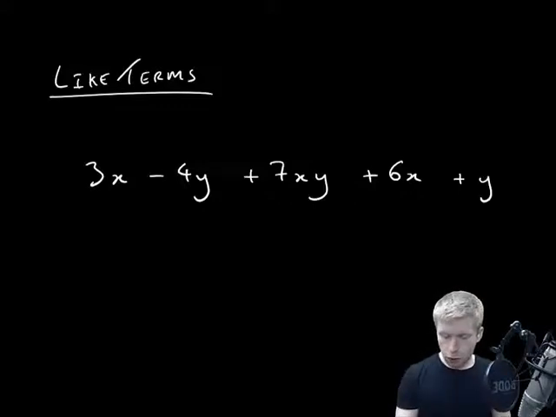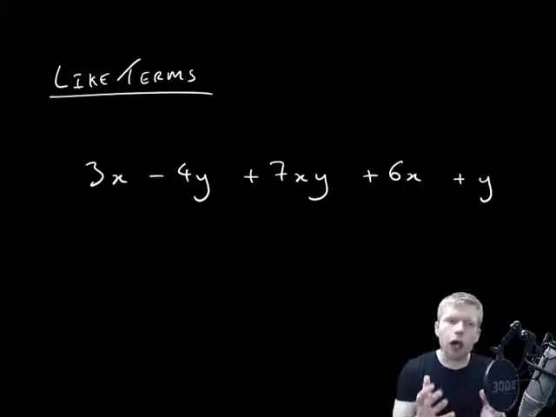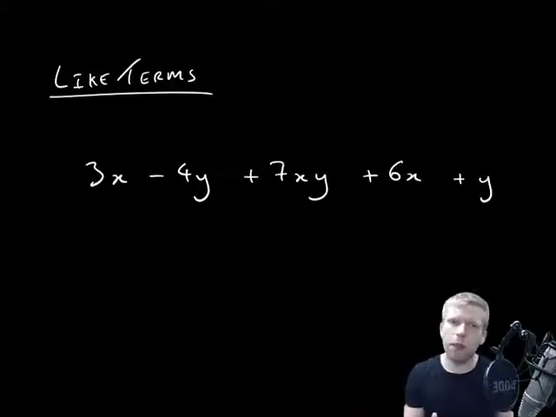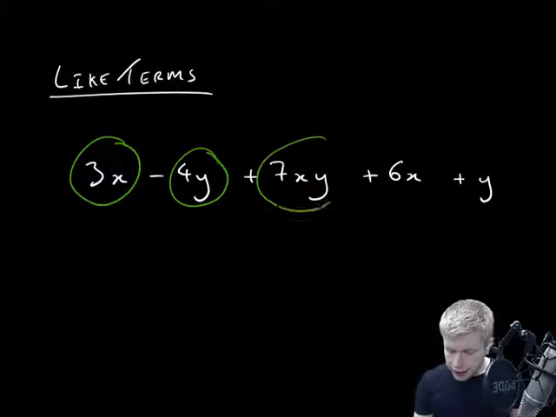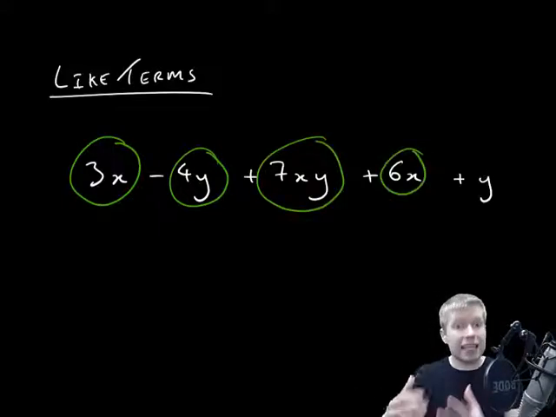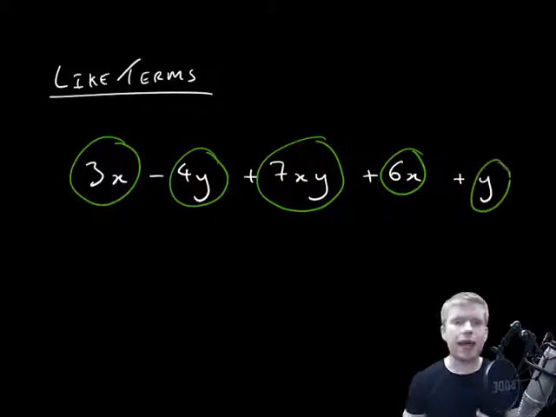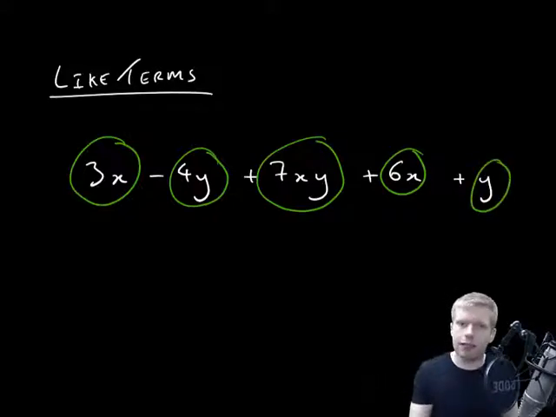Okay. Now, what I've written down here is a collection of terms. The terms are just the bits in between the pluses and the minuses. For example, I would consider 3x as one term. I'd consider 4y as another term. I'd consider 7xy as another term. A 6x is another term. And a y is another term. So does that make sense? It's the bits in between the pluses and the minuses.